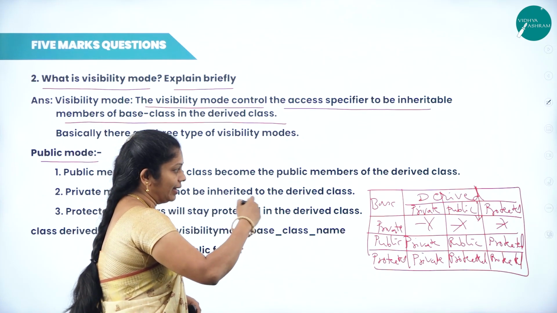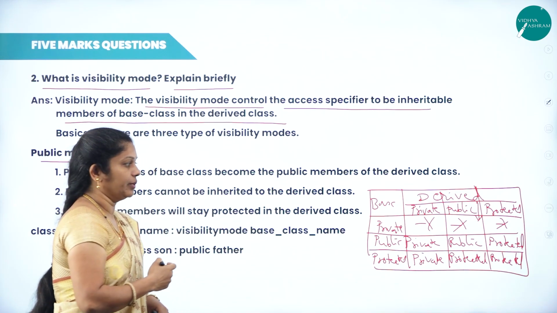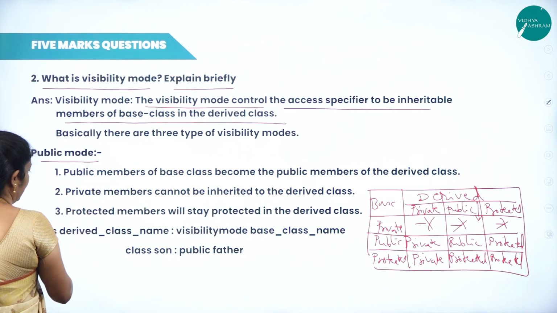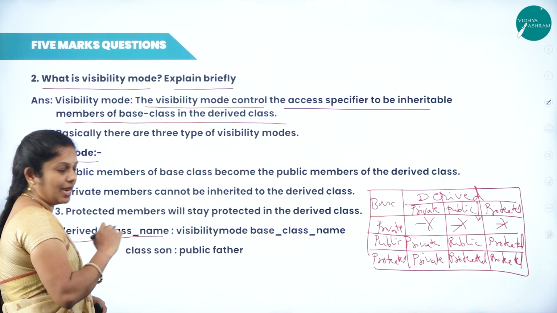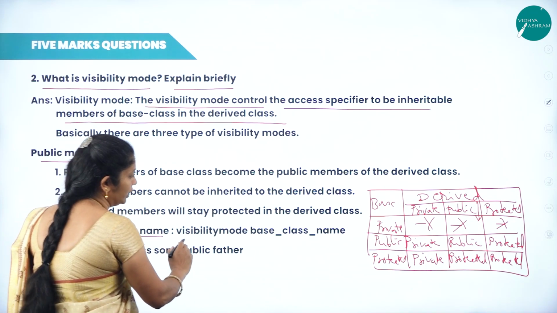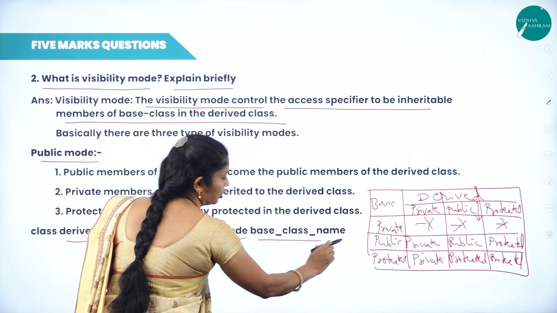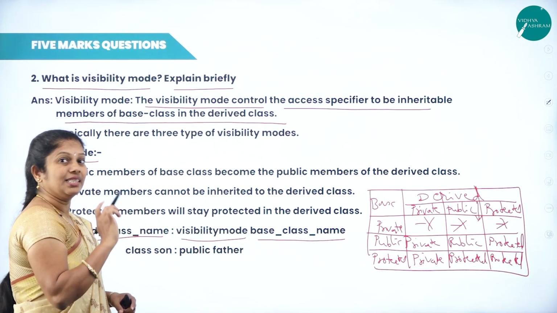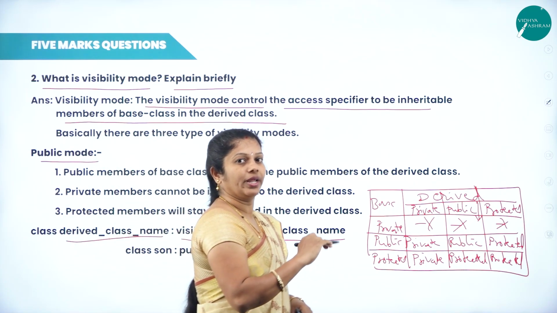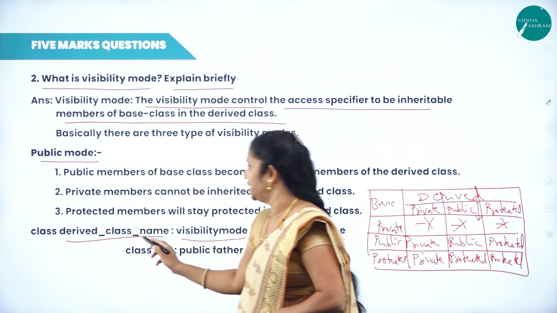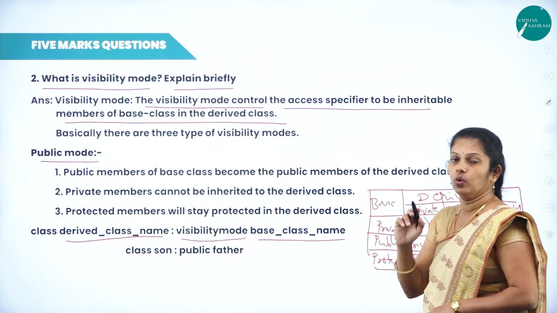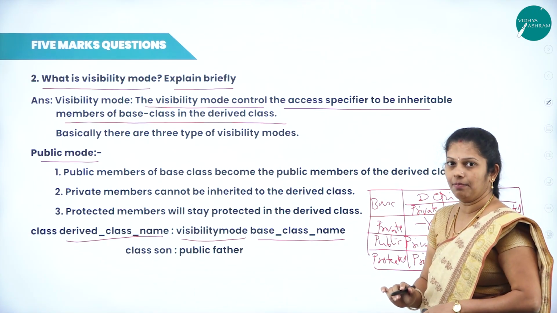While writing the explanation one by one, you have to write the syntax. First write class, then the derived class name, the child class name, then colon, visibility mode, and later the base class. This represents the syntax. If I want to create any derived class, first write class, then the derived class name, colon, visibility mode, then the base class.